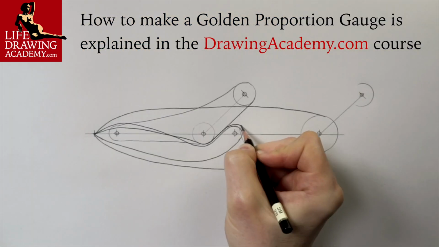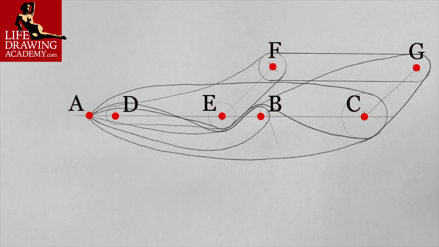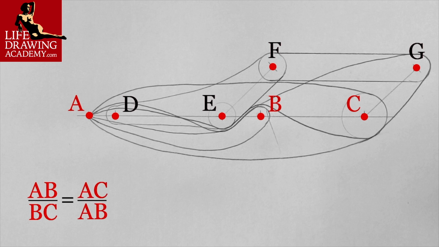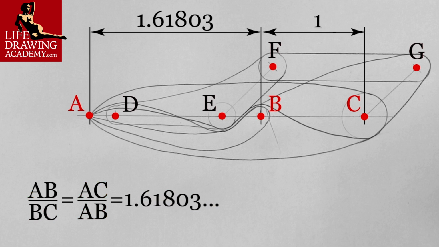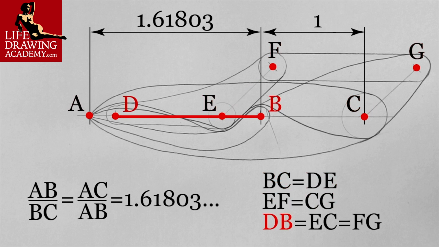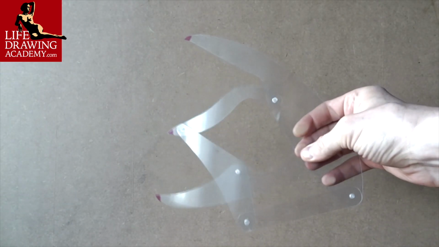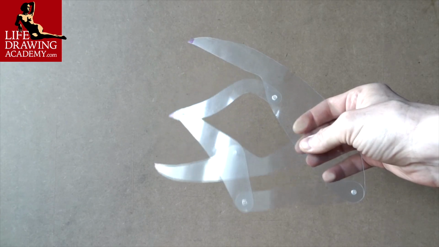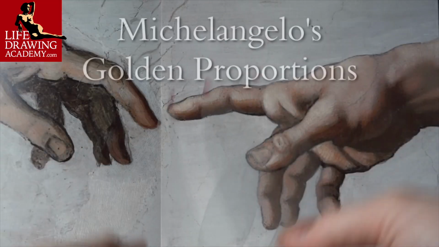Have a look at how the golden proportion gauge is constructed. There are 5 parts in total. The shape and thickness of every part isn't so important, provided that the locations of the axes and the proportions of the distances between them, as well as the distances to the gauge tips, are accurate. It is ready to be used for great art, and the great art starts with a great drawing.